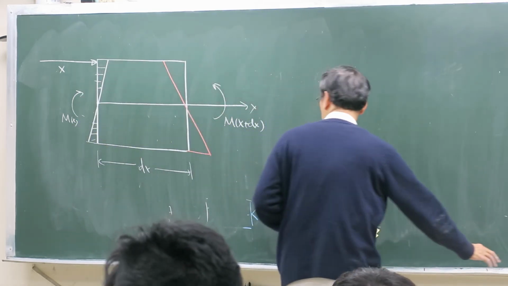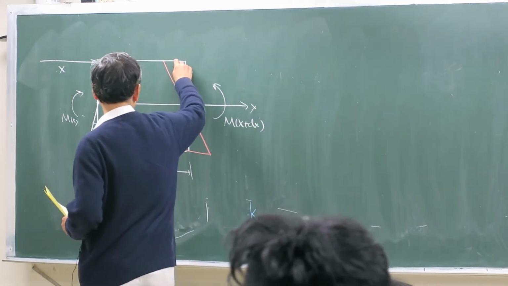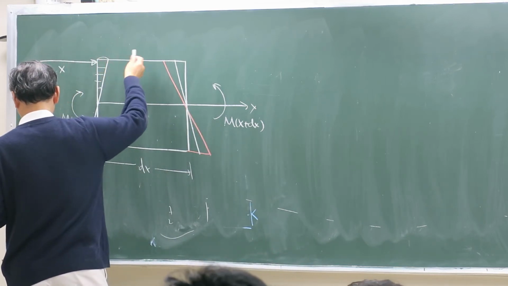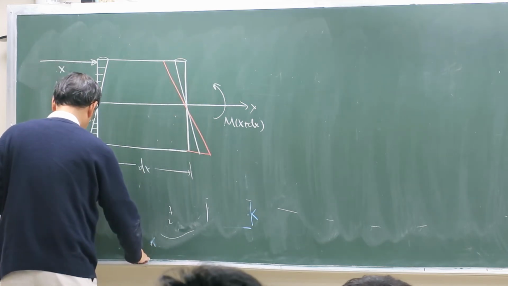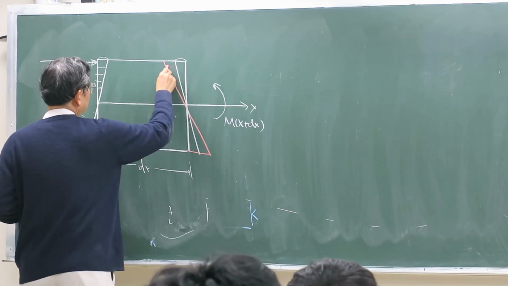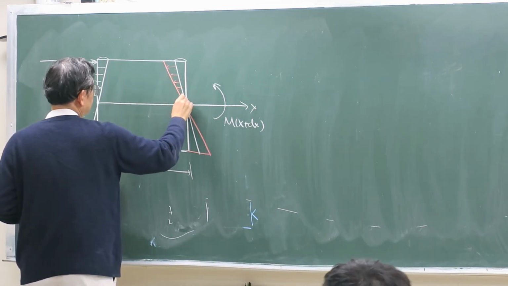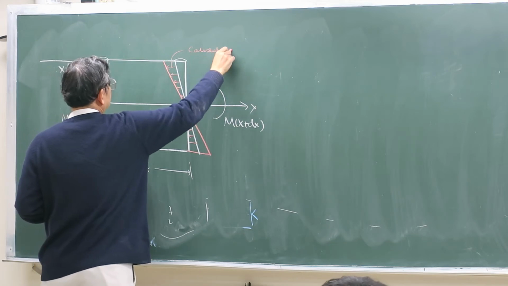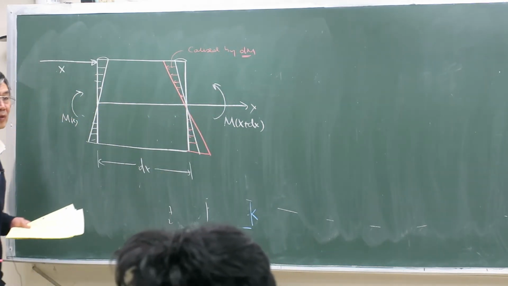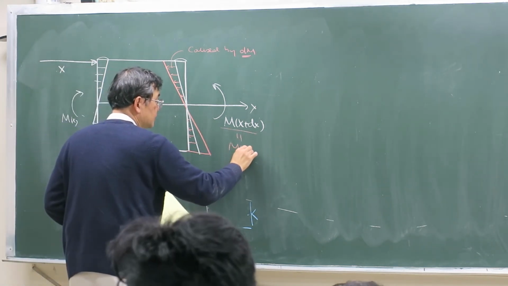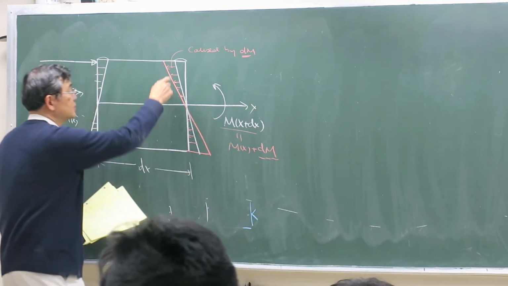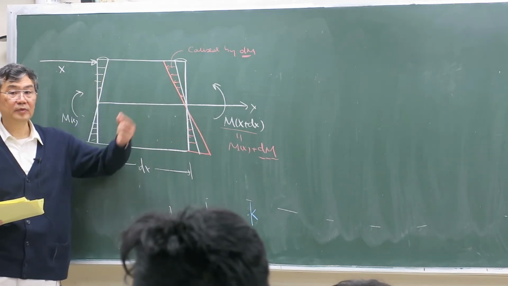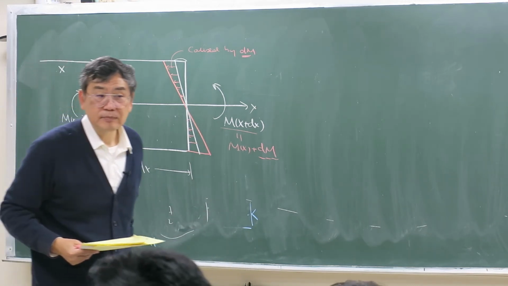And we take the same amount here. So the same. That means this red area is more than the other one. So you can say this is caused by dM, the additional moment, because this is equal to M at x plus dM. So this red part will be the additional strain created by dM.